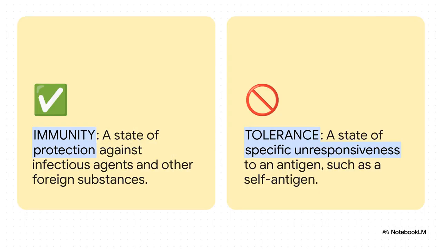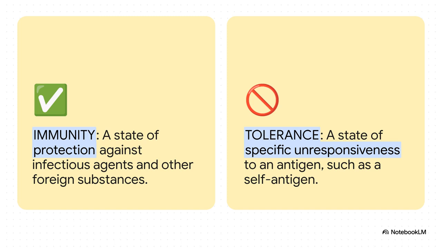So, when our bodies encounter an antigen, the outcome can lead to one of two very different states. The first, of course, is immunity, the state of protection that we've been talking about. But the second, and equally important, state is immunological tolerance. Tolerance is a state of specific unresponsiveness.